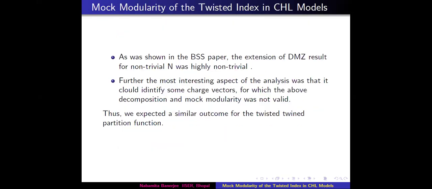So this extension of the DMZ paper, from m equal to n equal to 1 to non-trivial n, was already pretty non-trivial. But that is not the point. This basically requires refining the mathematical theorems. What this analysis told us is that one can identify some charge vectors for which the decompositions I was talking about and the mock modularity property are not valid. That was an important outcome of this analysis. So what we expect is the same thing to be true for the twisted twined states in the CHL models.